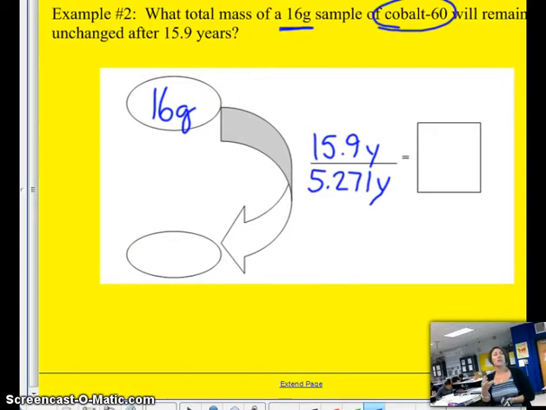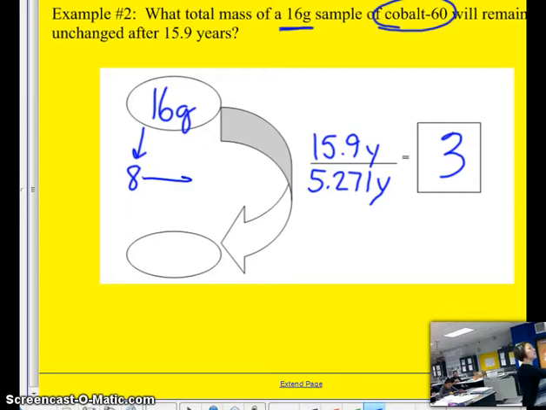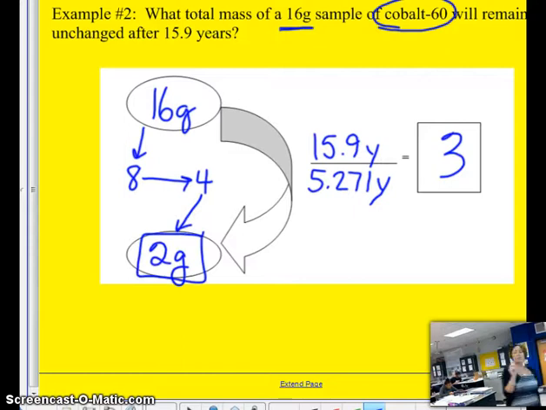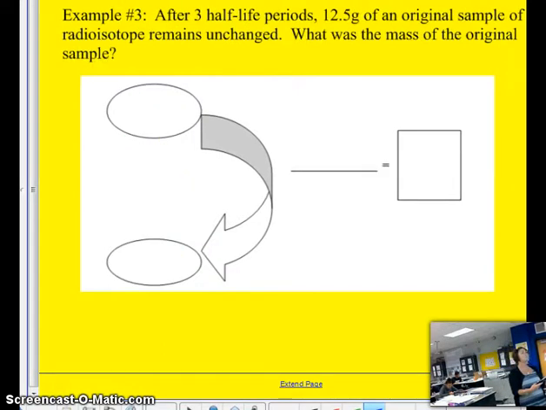So every 5 years or so, the mass of radioactive cobalt is cut in half. 15.9 years have gone by. So how many half-lives have occurred? That's what we're going to figure out by dividing those. 15.9 divided by 5.271, and you get 3. About 3 half-lives have occurred. So we have to cut the original mass in half 3 times. Divide by 2 once, you get 8. Twice, you get 4. 3 times, you get 2 grams. So 2 grams of our radioactive isotope remain. The rest of it has turned into a new element.